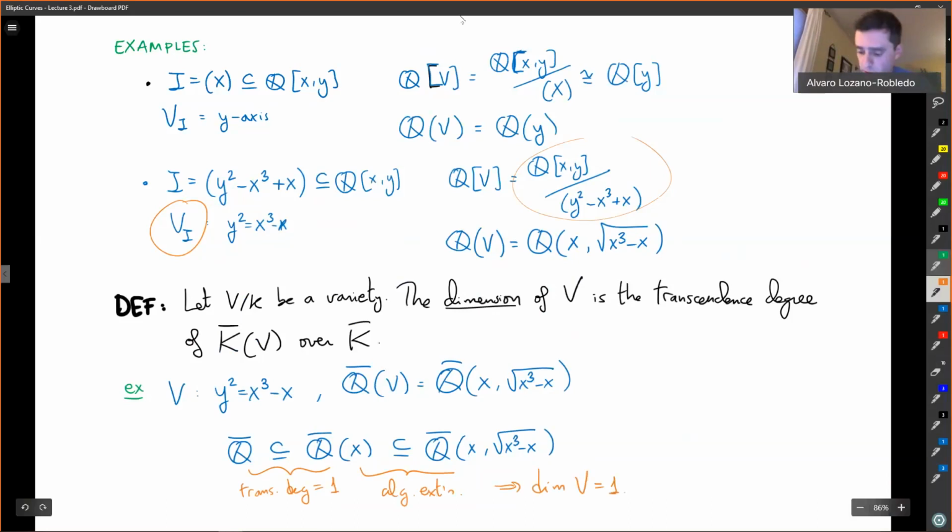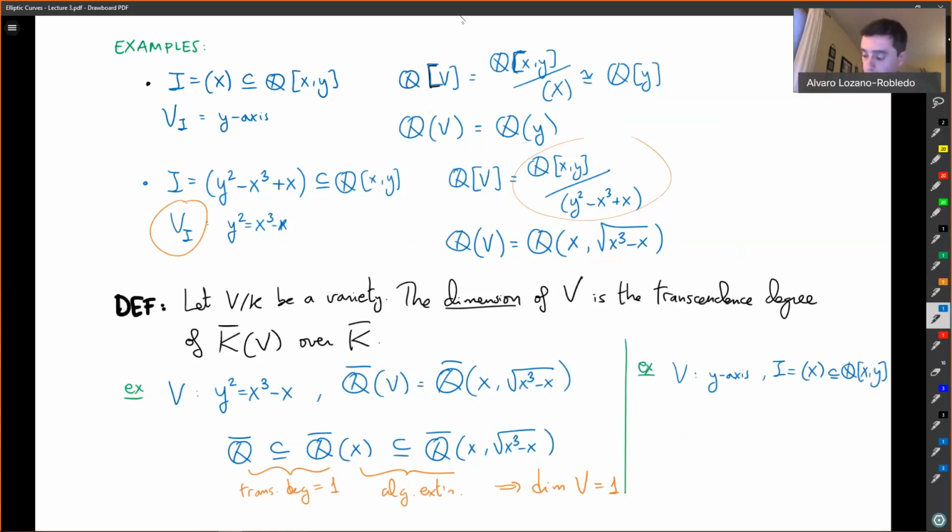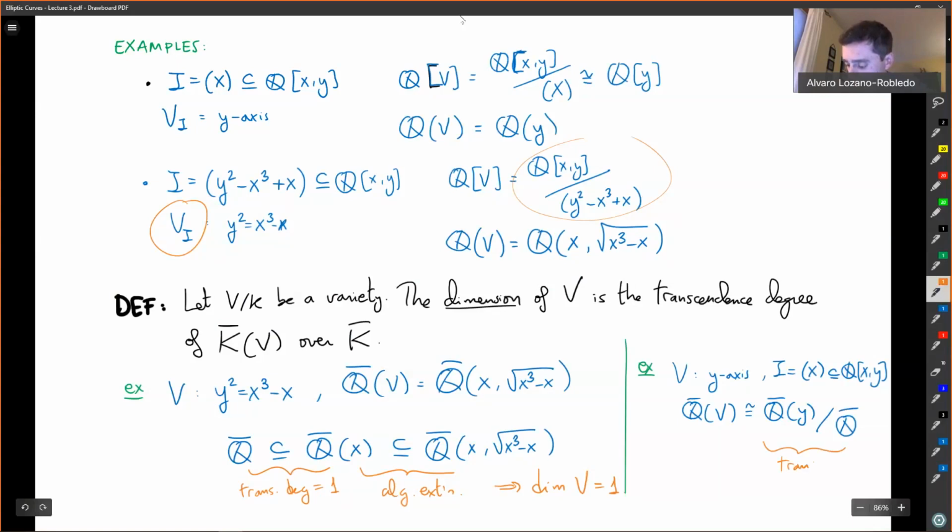All right. Similarly, you can see that a much simpler example is that if V is what we called before the y-axis, so given by the ideal (x) in two variables, then the function field was just isomorphic to Q bar adjoin y, and therefore over Q bar it's a classical extension of transcendence degree 1. So the dimension here is also 1.